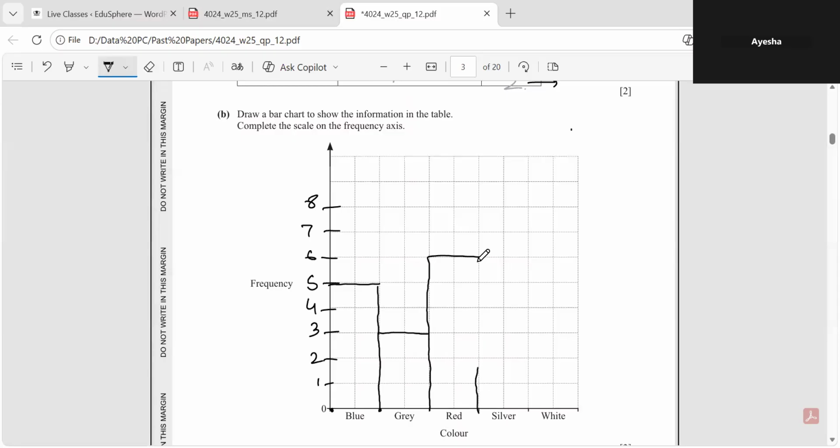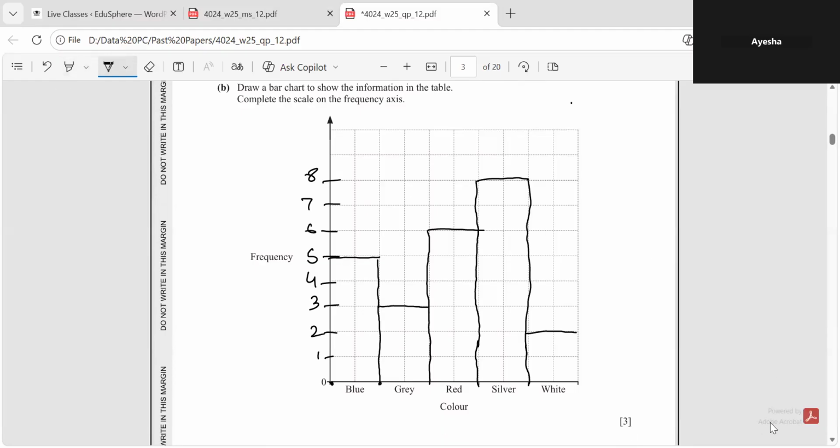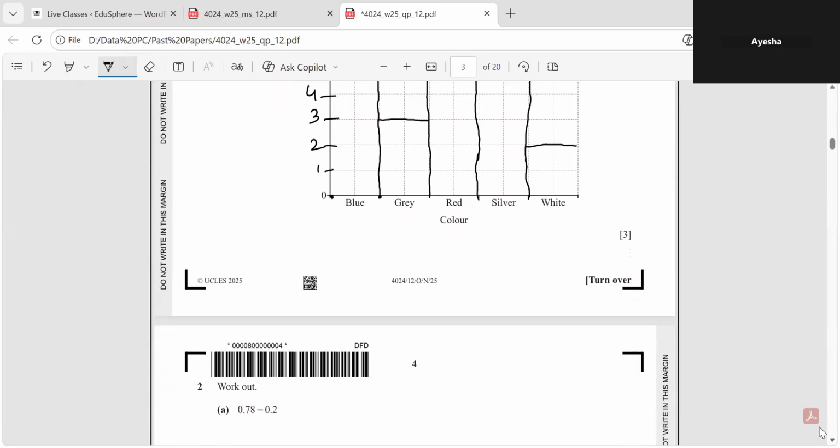For the silver, we have counted the number as 8. So we are moving till 8. This bar will be till 8. And for the white, we have to draw the bar only up to 2. So the bars are made. It's up to us if we want to make any pattern or use different colors. Otherwise, the bar chart is done.